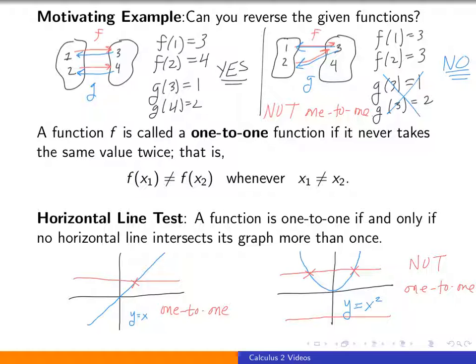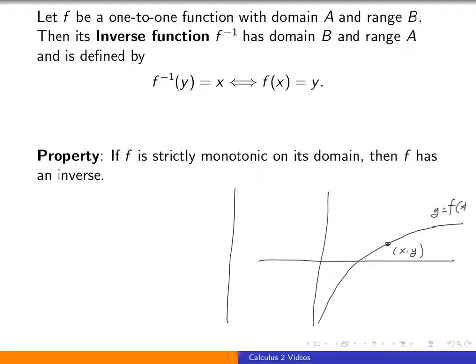So what does this idea have to do with an inverse function? And we have the following definition or property here. If f is a one-to-one function, then it's going to have an inverse. The inverse function we denote by f raised to the -1 power. If f has domain A and range B, then for the inverse function we flip those around. The domain becomes B and the range becomes A, and the reason is because of how we define it.